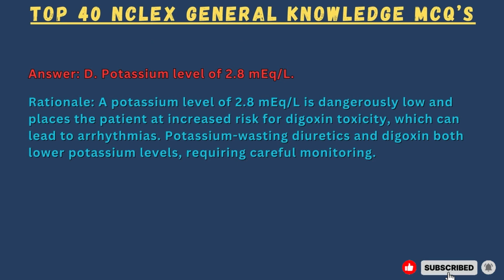Answer: D. Potassium level of 2.8 milliequivalent per liter. Rationale: a potassium level of 2.8 milliequivalent per liter is dangerously low and places the patient at increased risk for digoxin toxicity, which can lead to arrhythmias. Potassium-wasting diuretics and digoxin both lower potassium levels, requiring careful monitoring.